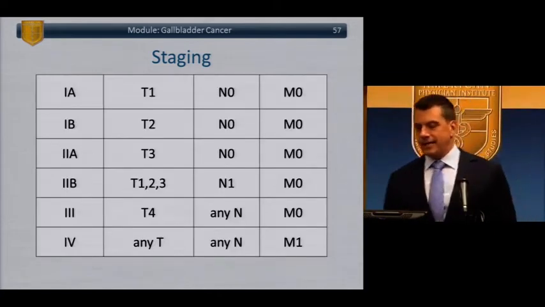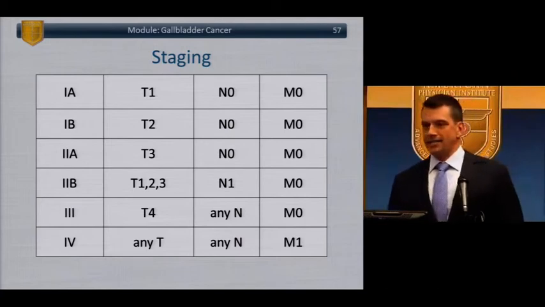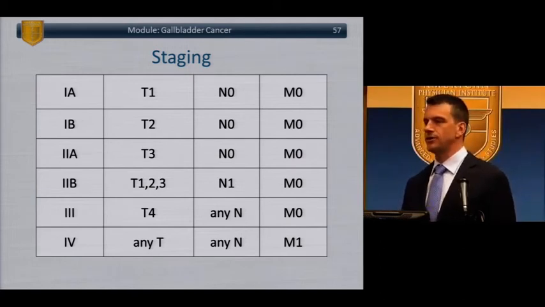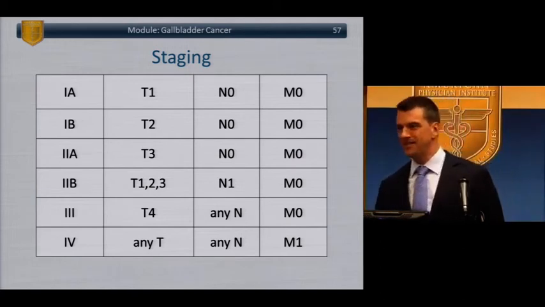In terms of staging, again, no one's going to ask you to define the stage of a patient presented on all of these, but usually T1 is stage 1, T2 is 1B, T3 is 2. You can see this advances pretty quickly and follows the normal nomenclature. By the time you have nodes, you're always into stage 3. Distant mets is stage 4.